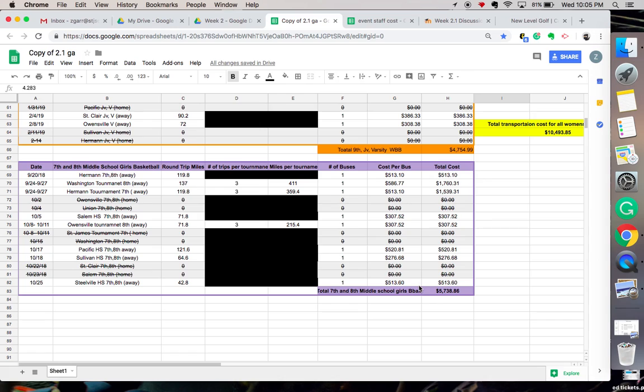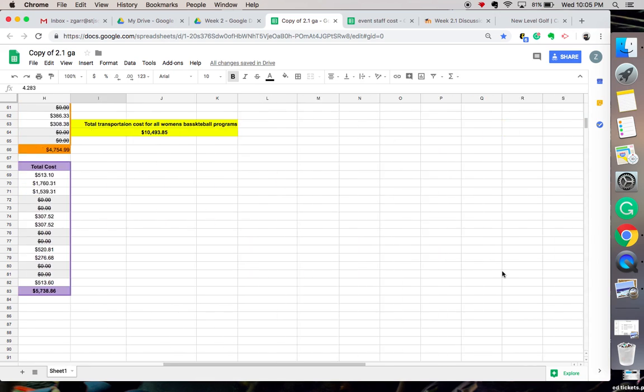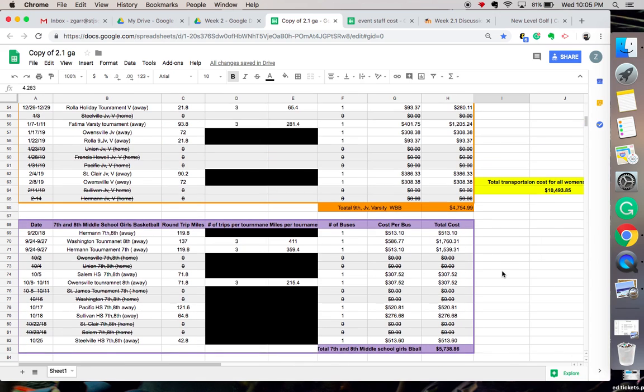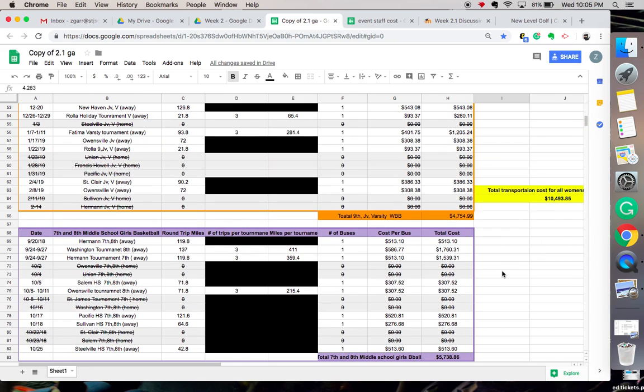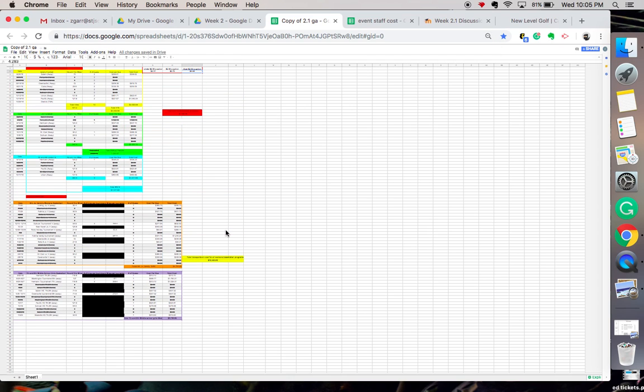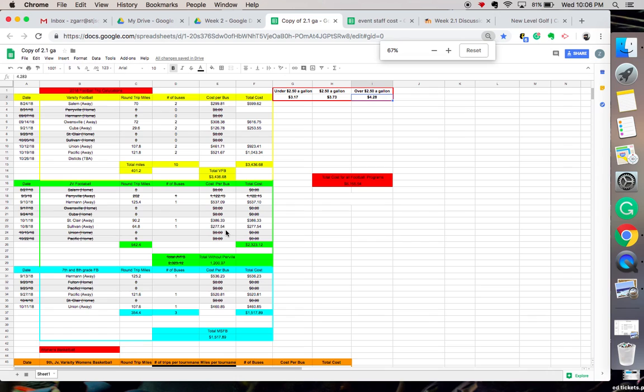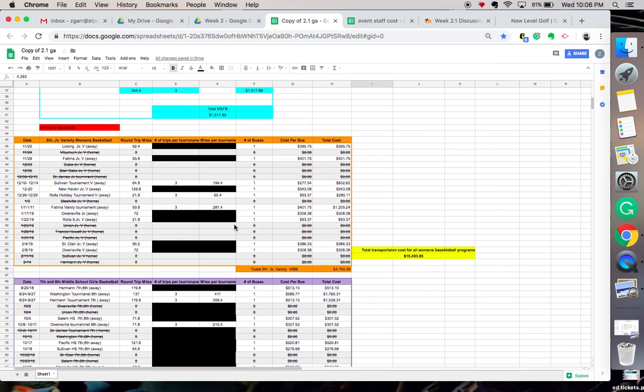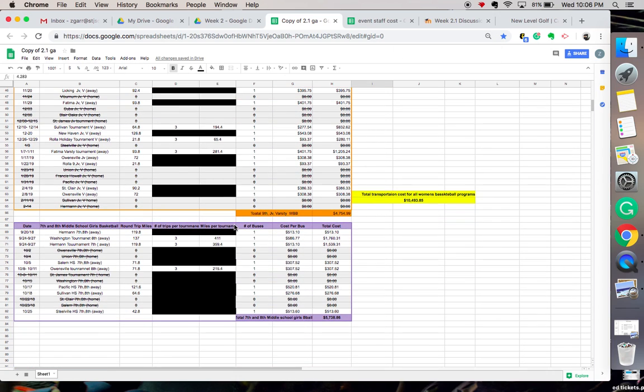And we ended up spending a total of $5,738.86 for our women's basketball programs. You can also zoom out here and see that's probably a little too much, but just to give yourself a view of the sheet and the color coding and the blacking out and striking through to try to make the sheet as least confusing as possible while still making it efficient.